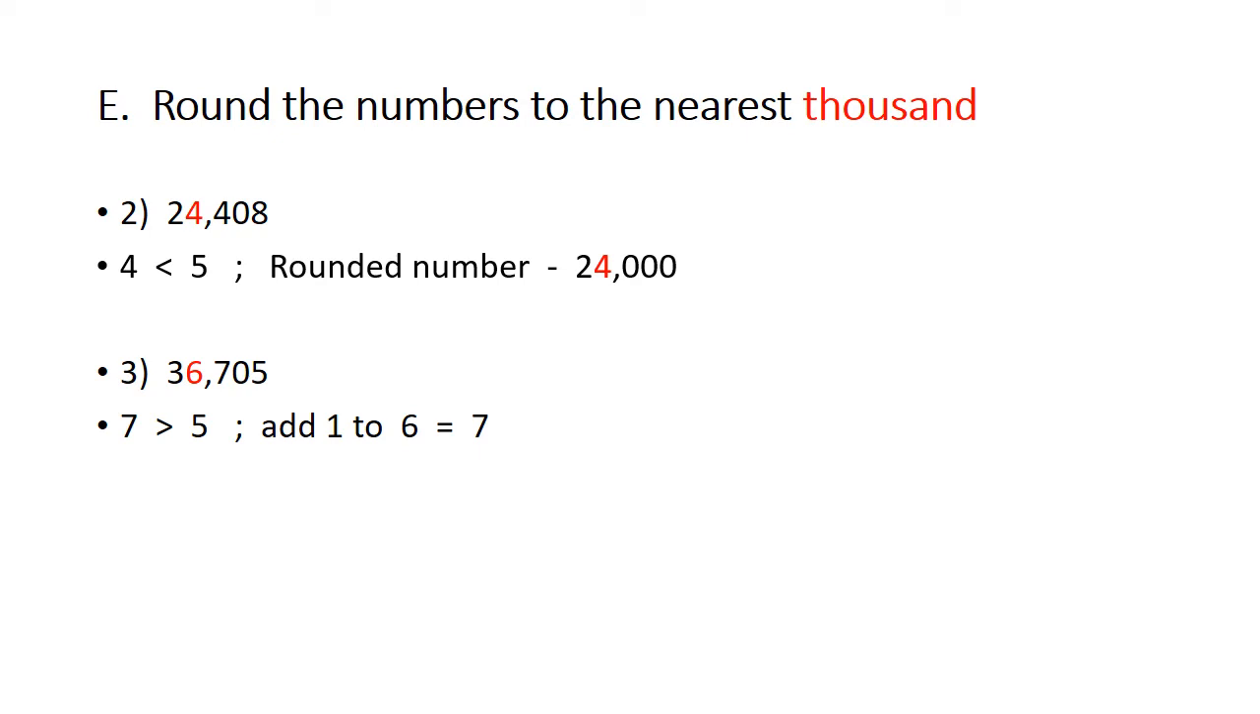Add 1 to 6. The new digit at the thousands place will be 7. What is your rounded number? It is 37,000.